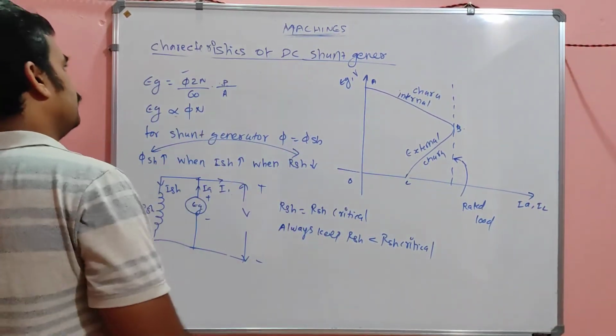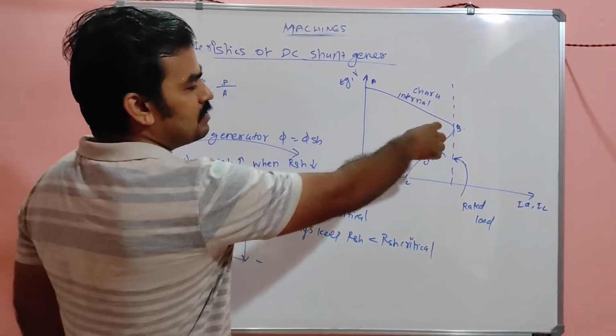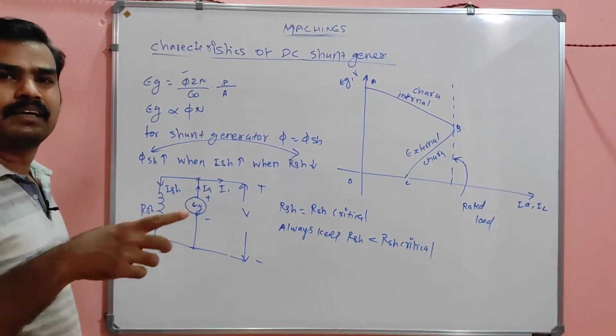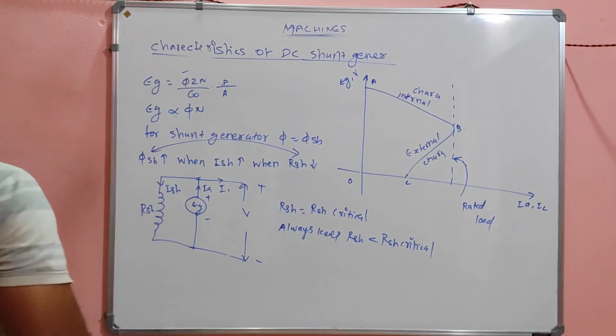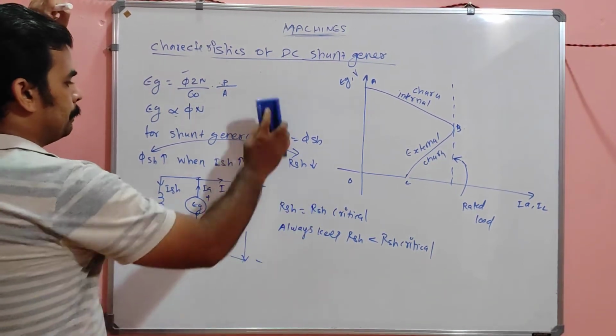In one word questions, you may see a diagram like this, and you have to pick what it is for the shunt generator. Is it clear, my dear? Is it clear?